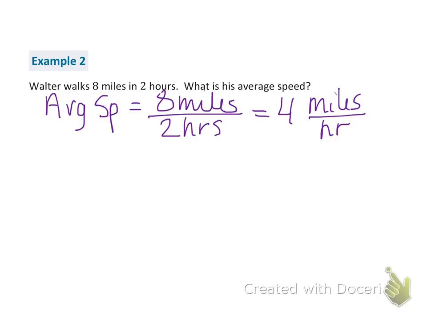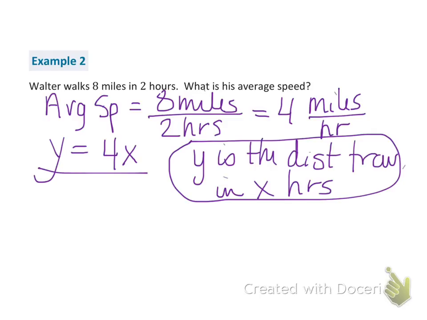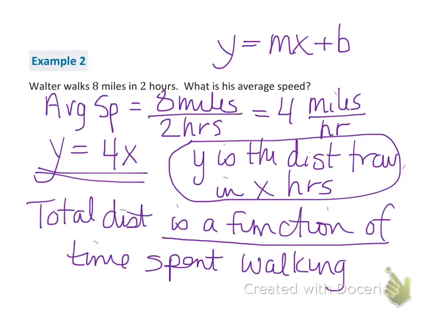If we assume that's his constant speed, that over every time interval he's going 4 miles per hour, then we could write an equation that relates his distance to his time. We could say y is the distance traveled in x hours. So the total distance is 4 times the number of hours that he walks. X would be hours. In function language, we could say that his total distance is a function of the time spent walking. The input would be the time, the output would be the total distance.